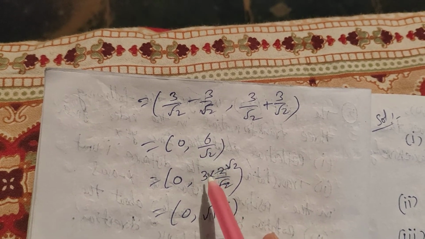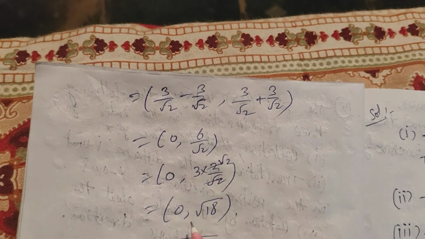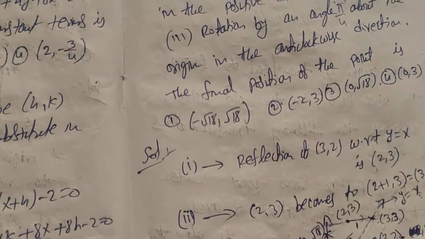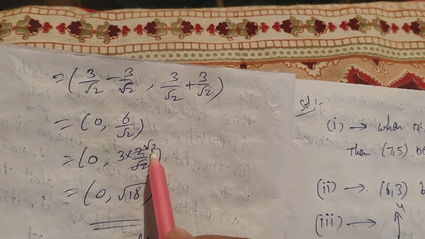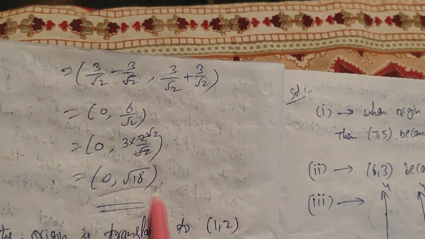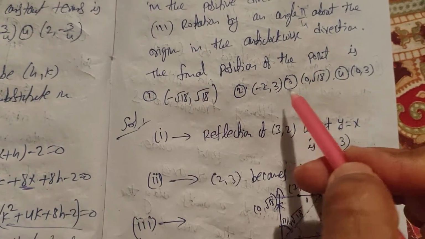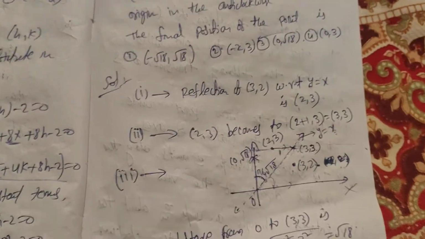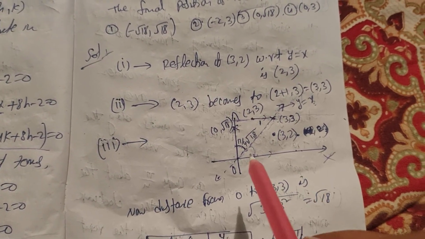This 6 you can write as 3 into 2 by root 2. In this, root 2 goes 2 times. So this is nothing but 3 root 2. They didn't give the option 0 comma 3 root 2 here. But once you check, if you take the 3 inside the square root, it becomes 9. So 9 twos are 18. That is nothing but 0 comma root 18, which is one of the options here. That is the third option. So diagrammatically we got the same answer, 0 comma root 18 directly.